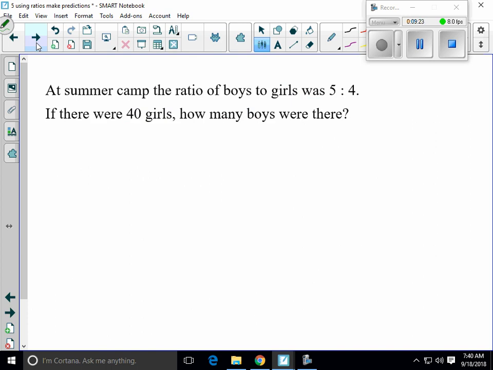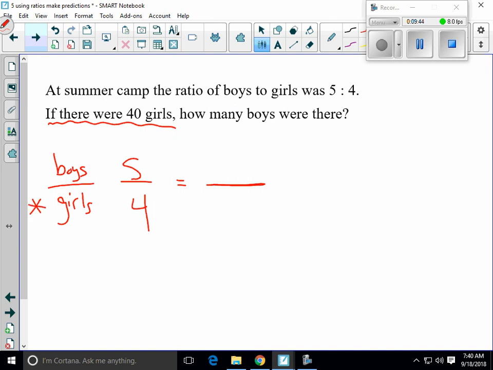At a summer camp, the ratio of boys to girls was 5-4. Okay, boys to girls was 5-4. Okay, for every 5 boys, there were 4 girls. But it tells us the number of girls. Okay, there were 40 girls. I'm going to make it equal to another fraction. Okay, girls is my denominator this time. So that 40 is going to be a denominator. And what do I multiply 4 by to turn it into a 40? 4 times 10 works. So 5 times 10 would be 50. Okay, so there are 50 boys.